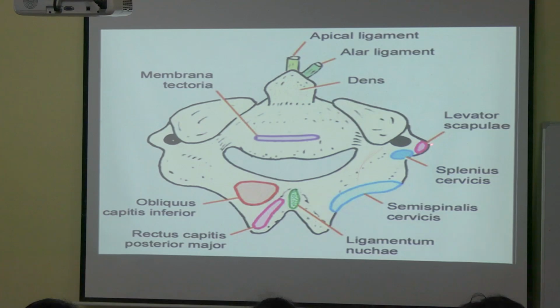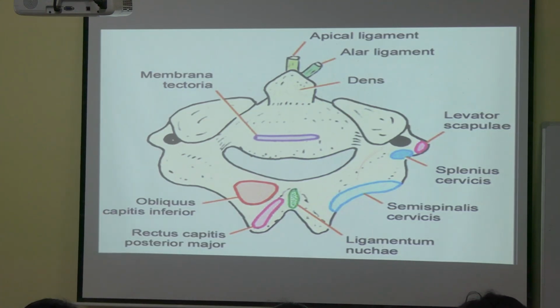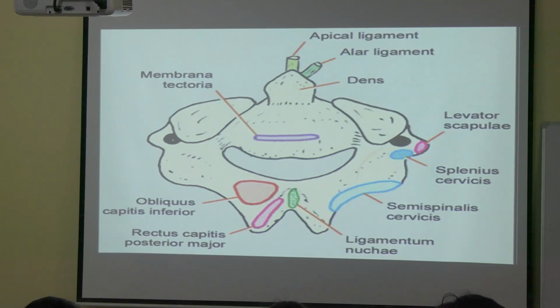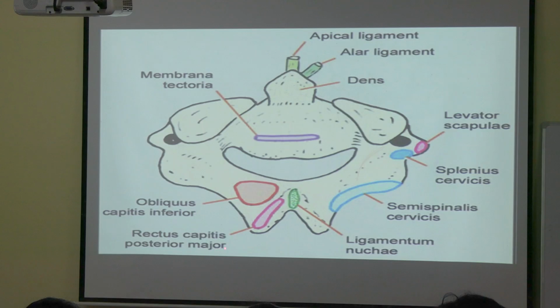What are the muscles attached to or adjacent to the transverse process? Look at the picture and tell me. Levator scapulae and splenius cervicis. And then which muscle is present here? Semispinalis cervicis. And adjacent to this part, which is the spine, what are the muscles present? This one is the ligamentum nuchae. And this one is the muscle. Which muscle is this? Rectus capitis posterior major. And this one is obliquus capitis inferior.